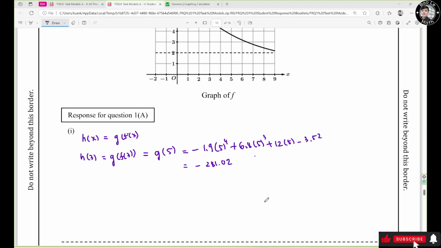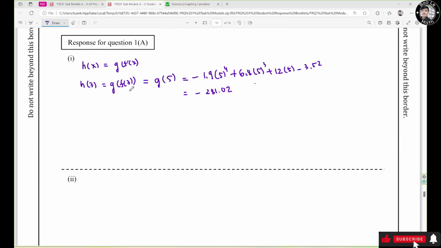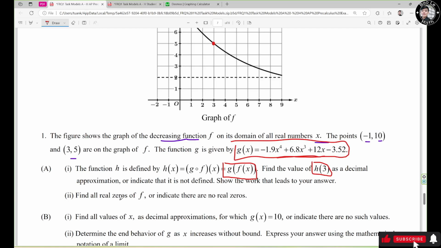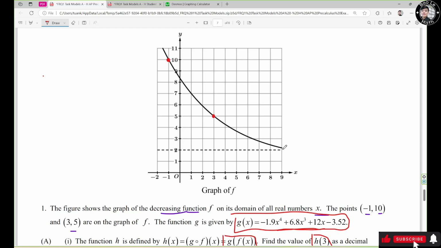Alright, now we're going to move on to question A2i. Find all zeros of the function f or indicate there are no real zeros. So we look at the function f right here. It's above this line right here. This line is actually the horizontal asymptote, so it keeps going like this.